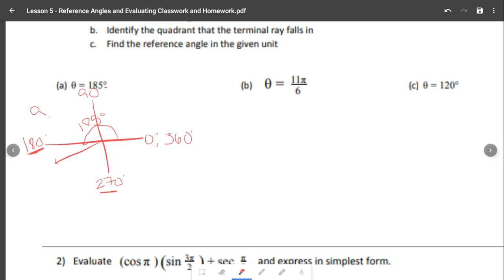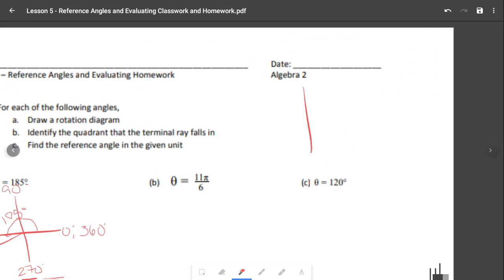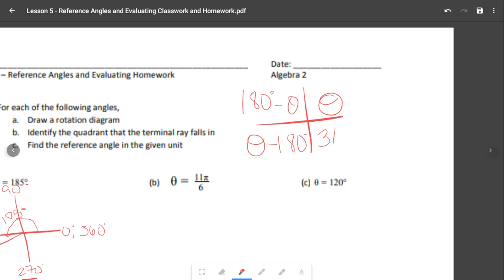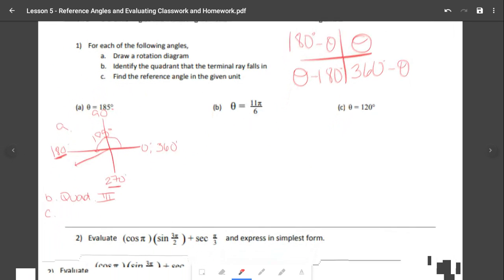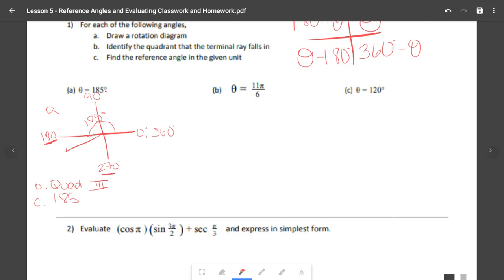B, identify the quadrant. Well, we had to do that in order to answer the question and draw the diagram. It's in quadrant 3. So part C, find the reference angle. So you remember your formulas in the lesson. We have theta, 180 minus theta, theta minus 180, and then 360 minus theta. So third quadrant, we're taking theta, the 185, and subtracting 180 to get 5.